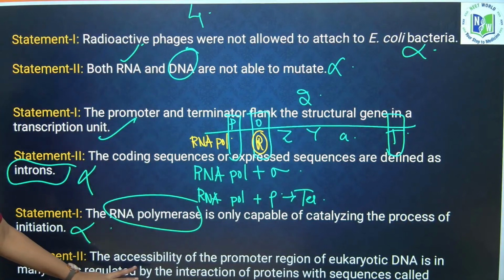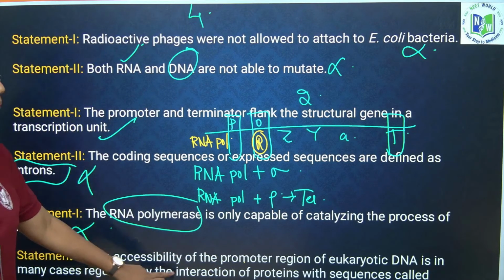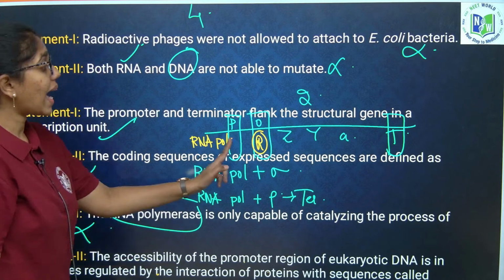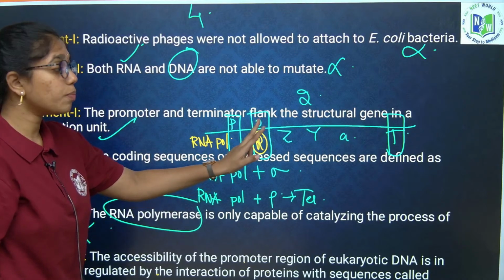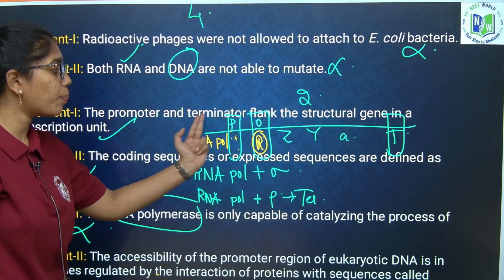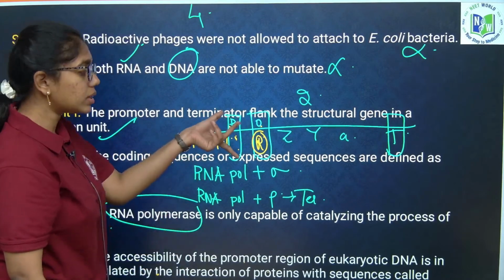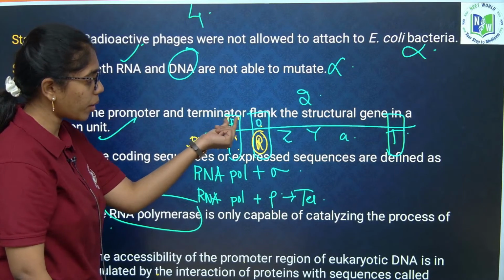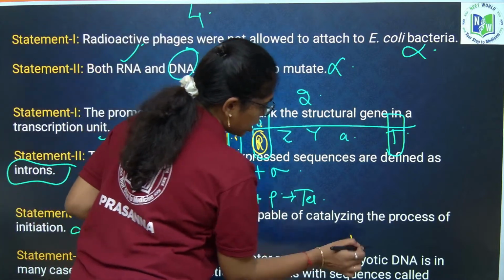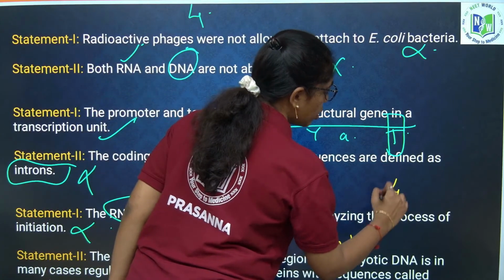So now you read the statement again. The accessibility of promoter region is in many cases regulated by interaction of sequences with operator. No, the accessibility of operator is based on the promoter region, because promoter is starting the reaction and promoter is prior to the operator. Now what is starting the process? RNA polymerase binding with the promoter will start the process, not the operator region. So yes, this statement is wrong. When both the statements are wrong, you have to go for option 4.